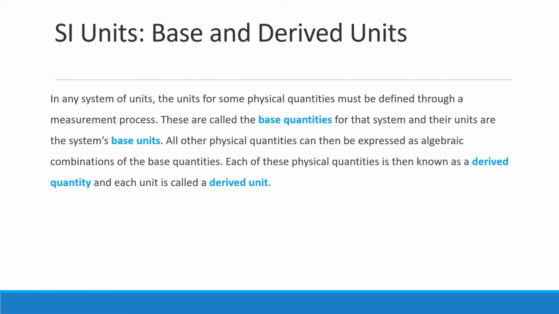SI units. In any system of units, the units for some physical quantities must be defined through a measurement process. These are called the base quantities for that system, and their units are the system's base units. All other physical quantities can then be expressed as algebraic combinations of the base quantities. Each of these physical quantities is then known as a derived quantity, and each unit is called a derived unit.